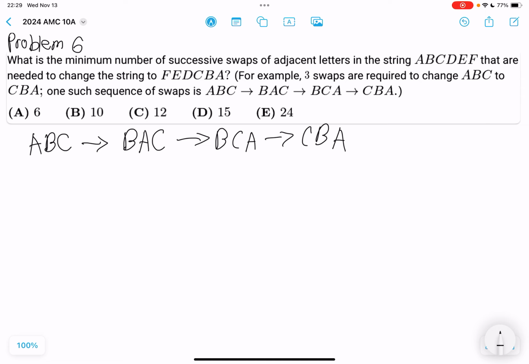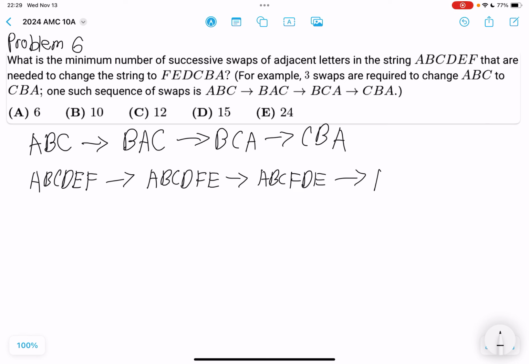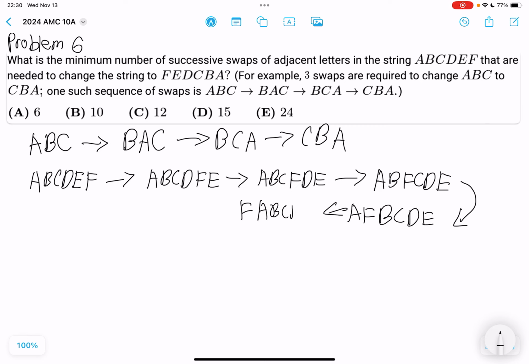So let's just try and swap A, B, C, D, E, F. So you have A, B, C, D, E, F, and then we can have A, B, C, D, F, E, like E and F swap. And then we have A, B, C, F, D, E. And then these swap again. We have A, B, F, C, D, E. And then this swaps again. So you have A, F, B, C, D, E. This swaps again. So you have F, A, B, C, D, E.